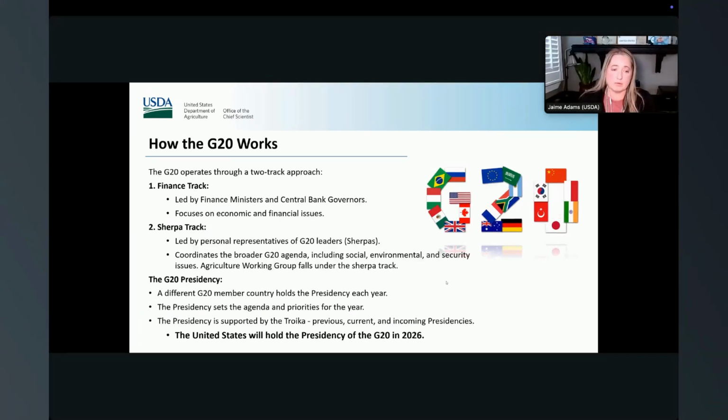And so right now the troika is Brazil, South Africa, and the United States as we phase into 2025. And then, of course, what we're here to discuss today, the United States has been announced that it will hold the presidency of the G20 in 2026. Next slide.